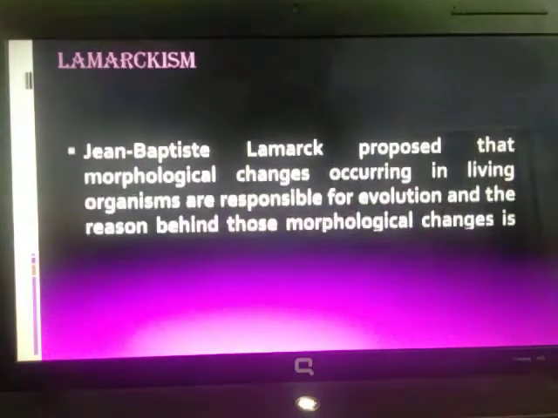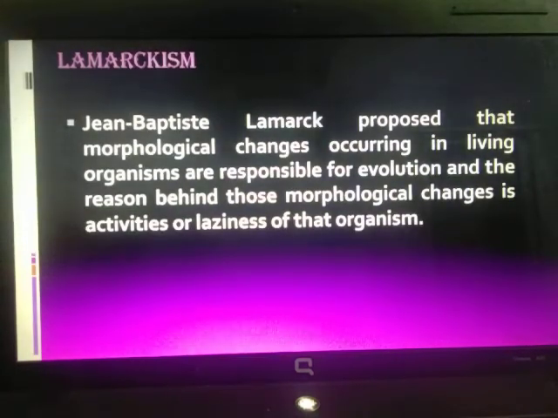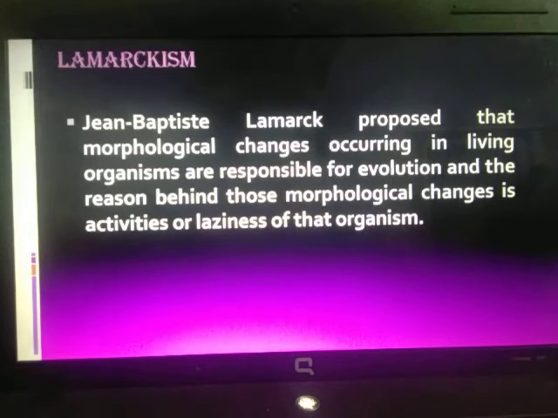So Jean-Baptiste Lamarck had proposed that morphological changes occurring in living organisms are responsible for evolution, and the reason behind those morphological changes is activities or laziness of that organism. According to him, only those changes are responsible for evolution. And how these morphological changes are occurring, it's just because either they have used their organs or whatever characters they have, or maybe they have not used them at all. So if they have used them, that means there is modification in that particular organ. But if they do not use that, then it might be lost from the body.